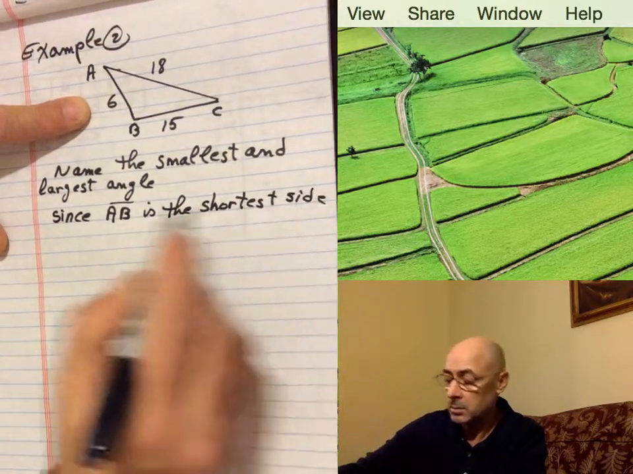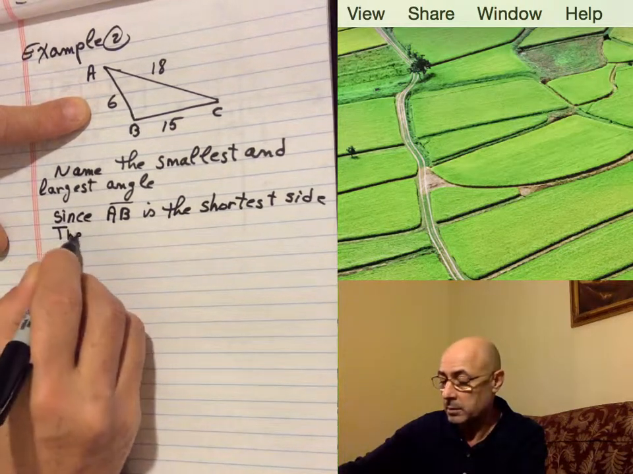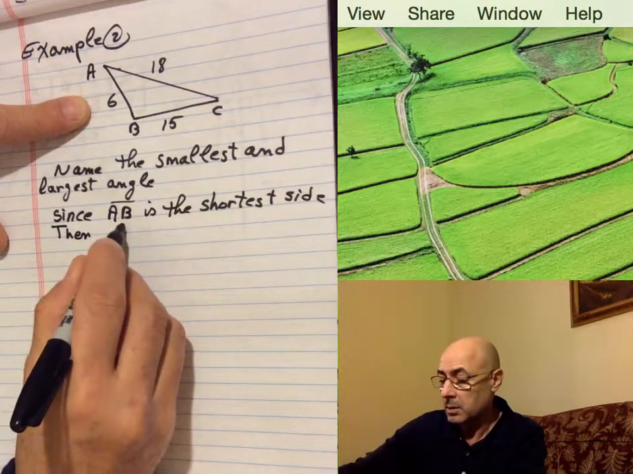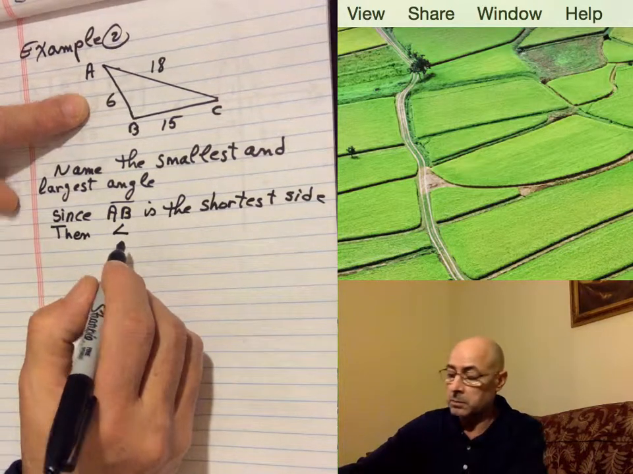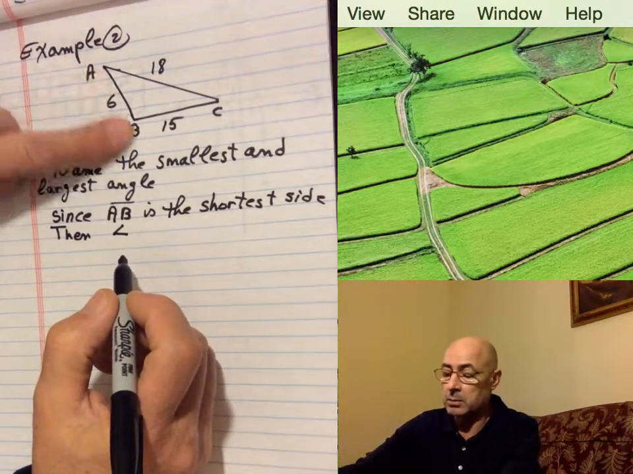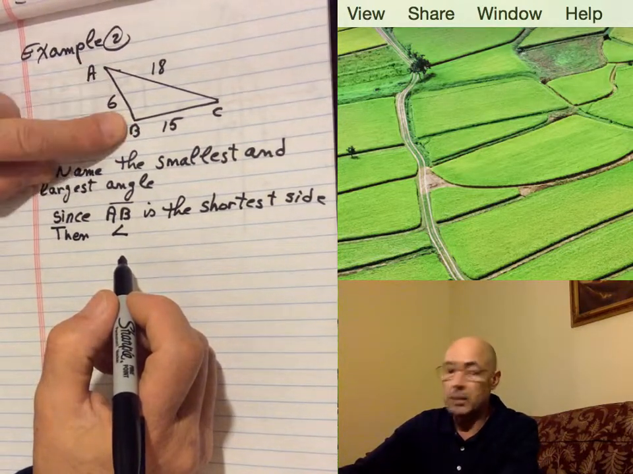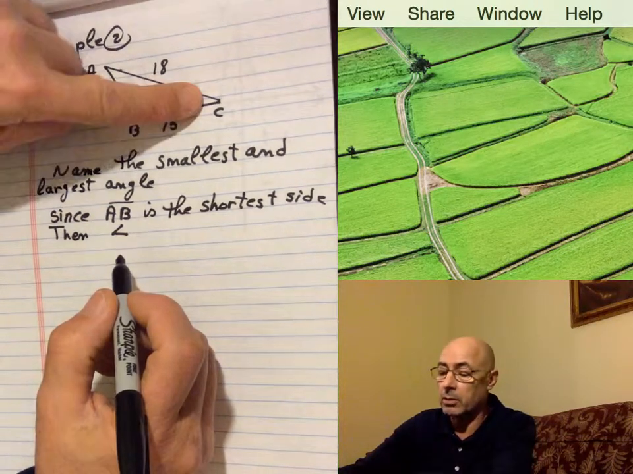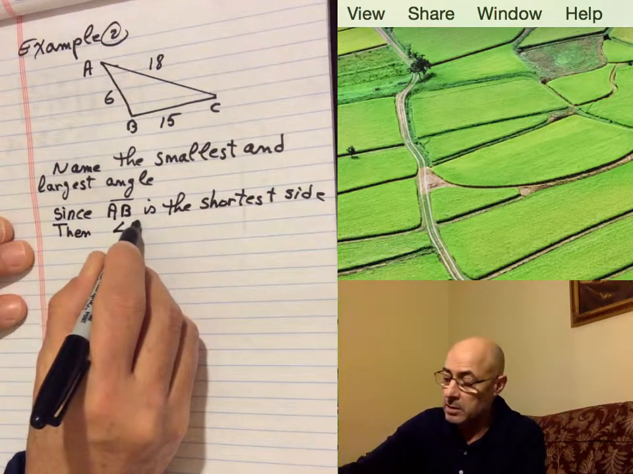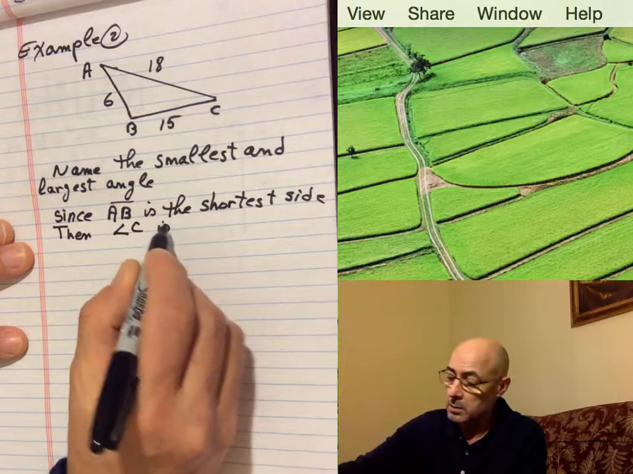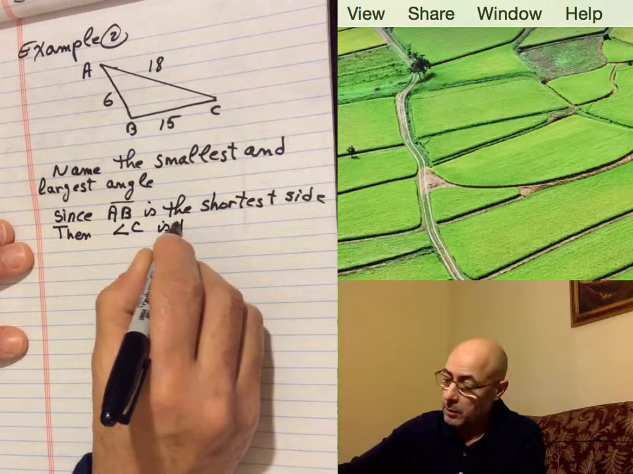side, then angle, the angle across from AB. Cannot be angle A, cannot be angle B. It has to be the third angle. Then angle C is the smallest angle.